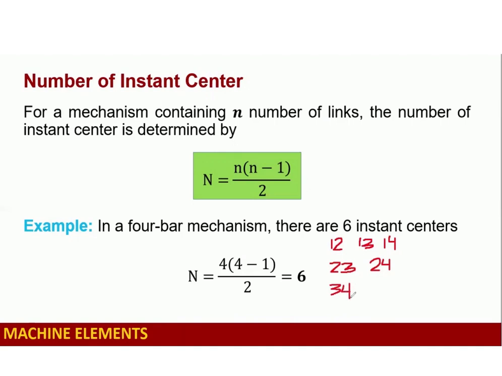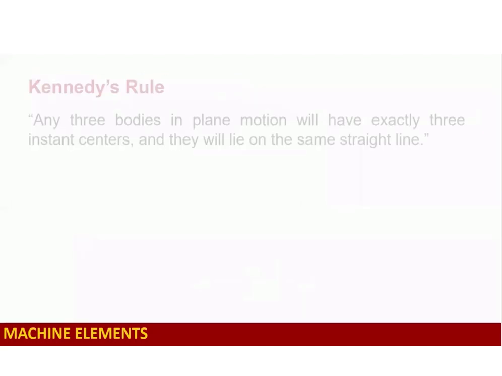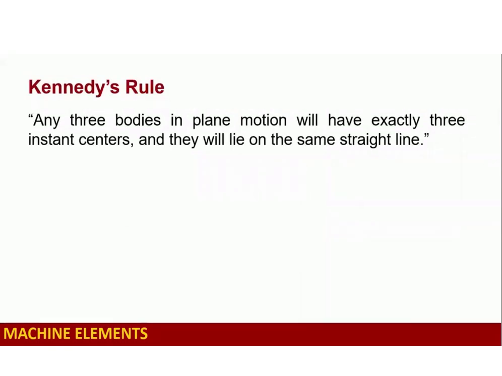Some of these can be determined by simply inspecting the mechanism, while some can be derived by using a more complicated approach known as Kennedy's rule. It states that any 3 bodies in plane motion will have exactly 3 instant centers, and they will lie on the same straight line.